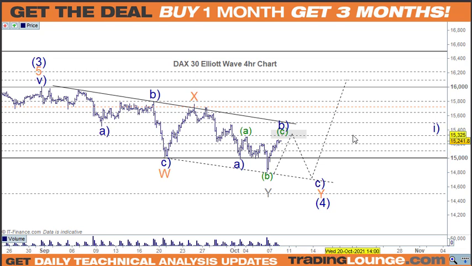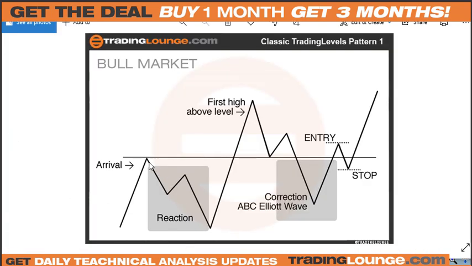So the 15,300 there is the top of group 1. So that's what we would need to have support on. So we would look for a little classic trading levels pattern sitting on that high. So if that's 15,300 here, we'll need to see the arrival, the reaction, the first high above the level, and that's where you can go long from above that high there. Don't chase that up there because you'll get trapped.